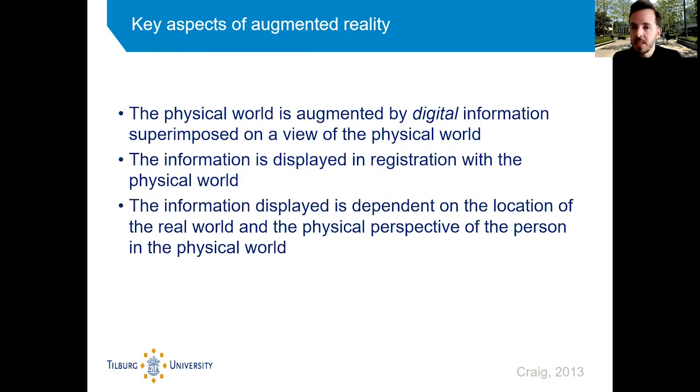This information, those digital elements that you add to the real world, should also be dependent on the location of the real world and also the physical perspective of the person that looks at them. So if you have one digital element added to the world, it will look different to you, typically, if you look at it from the left side, for instance, compared to when you look at it from the right side. So it should also take into account from what side you look at the digital element that is being added.